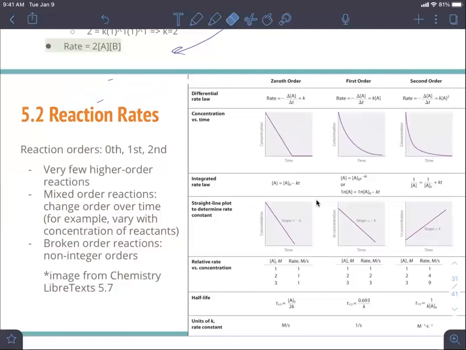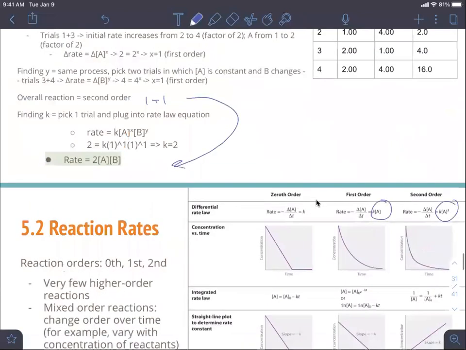In first order reactions, only one reactant matters. For example, B would be to the 0, A to the 1. So here you can see A is all that matters. And for this one, it can either be that A and B both matter, or that A is second order. Like you would find that here, right?